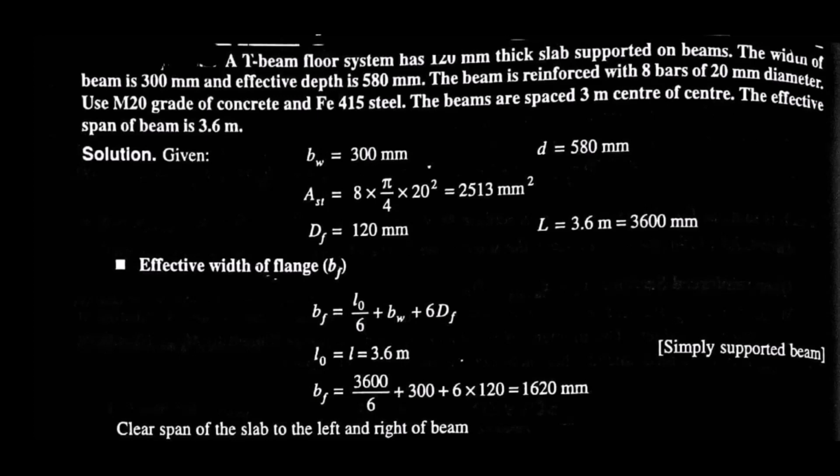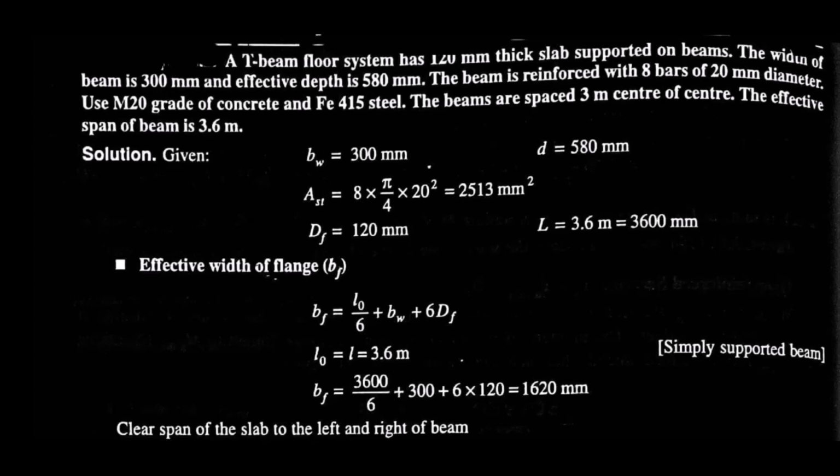Now, depth of flange is 120 mm, that is also given. Length is 3.6 meter, that means 3600 mm, that is also given. So first of all, we have to find out effective width of flange, small b suffix f. So the formula as per IS 456 2000 for effective width of flange for T-beam is bf is equals to L0 by 6 plus bw plus 6 df.